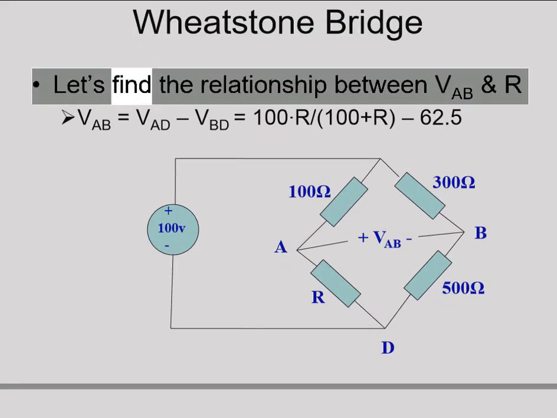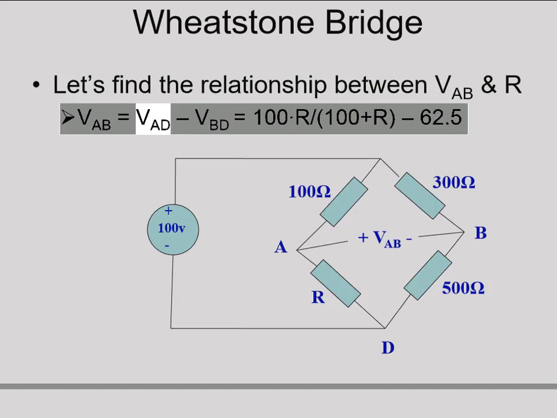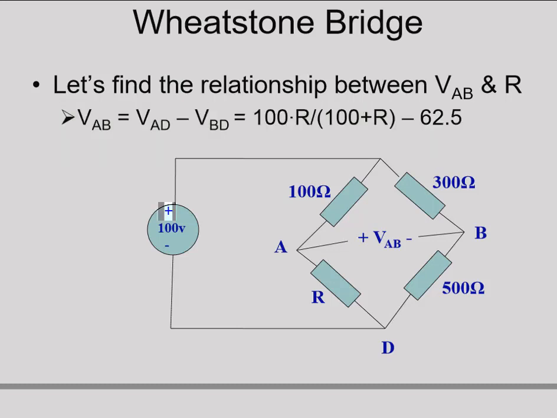Let's find the relationship between VAB and R. VAB equals VAD minus VBD equals 100 R/(100 plus R) minus 62.5.